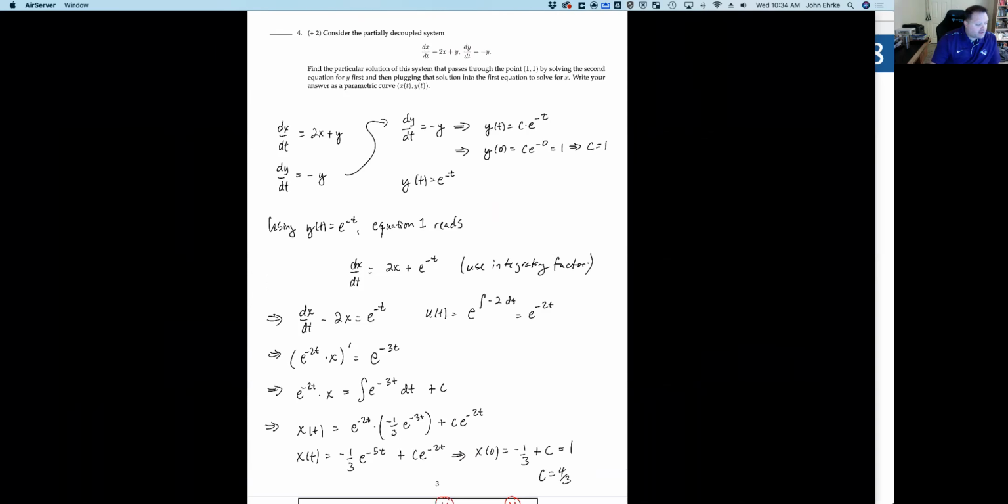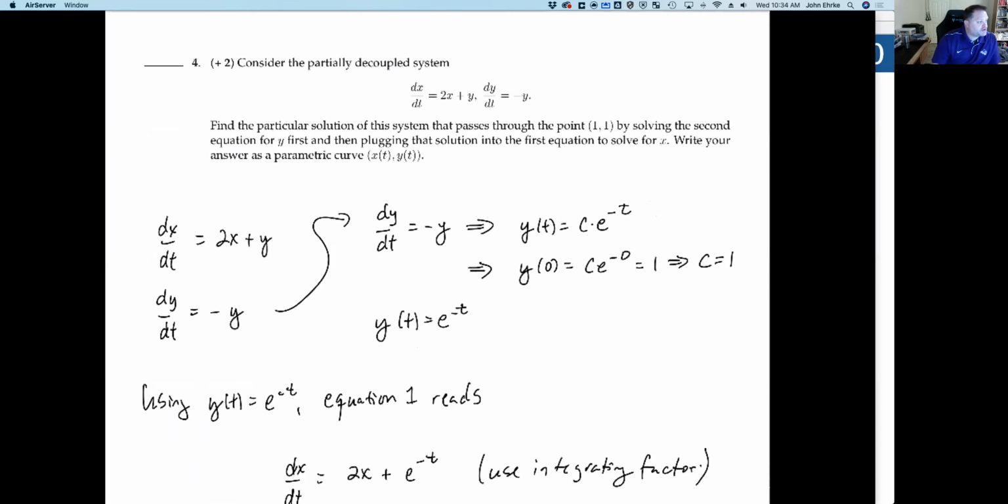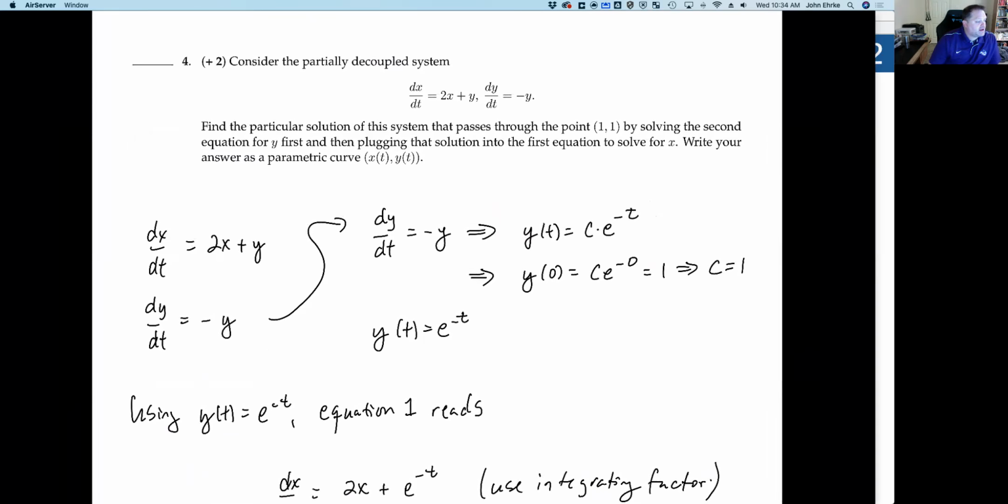This is something that you might have to do on this next test. So make sure that you understand how to solve by hand these partially decoupled systems. All right, I'll upload the answer key for y'all online so that you have access to that. Take a look at it, make sure that it makes sense to you, and then we'll talk about it later.